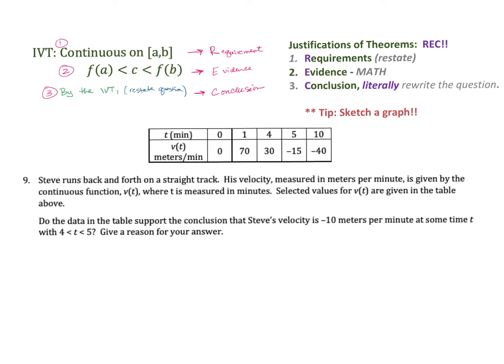All right, last but not least, we're actually going to show the full proof here of the justification or the reason for our answer. So that when it says reason or justification, you have to justify. So let's read this question. Take a minute to read it. Steve runs back and forth, and we're trying to see if Steve's velocity, so velocity is here, is negative 10 meters per minute at some point t within this range. So we're really only looking at this range right here.